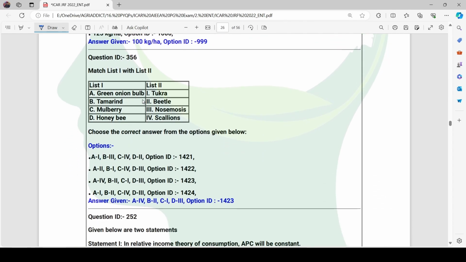Next is green onion bulb, that is scallions. Then tamarind, beetle, tukra disease in mulberry, and nosemosis or nosema disease can be seen in honeybee. So option 3, A4, B2, C1 and D3, is the correct answer.